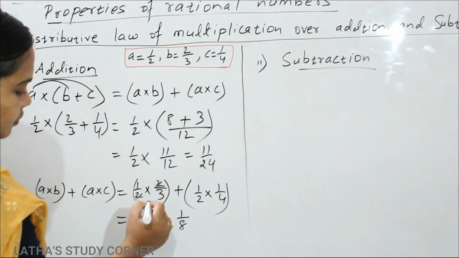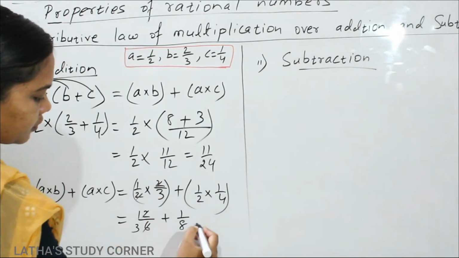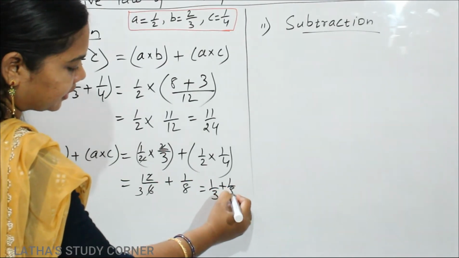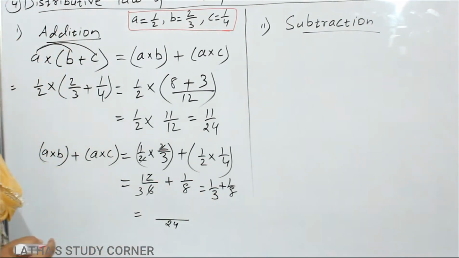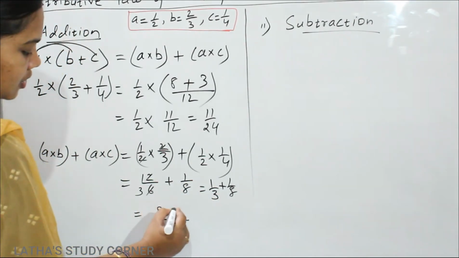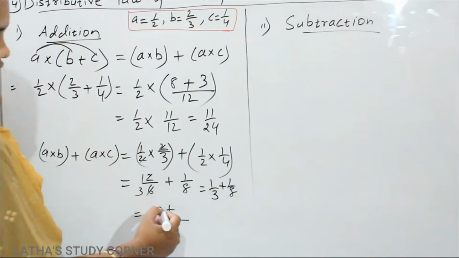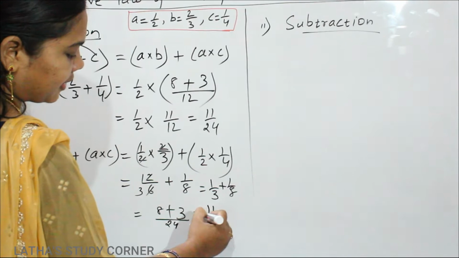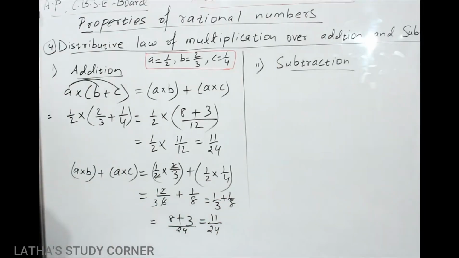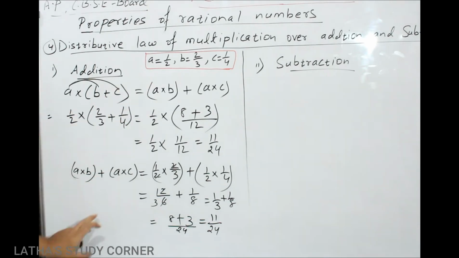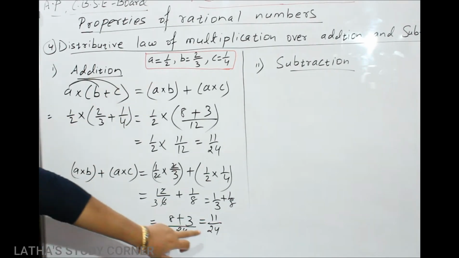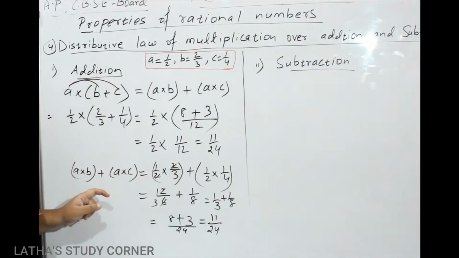So 1 by 3 plus 1 by 8. Take the LCM of 8 and 3, 24. 24 by 3, 8. 8 into 1, 8, plus 24 by 8, 3. 3 into 1, 3. How much? 11 by 24. Now you can see, children, LHS is A into (B plus C), the value we got is 11 by 24, whereas RHS value, A into B plus A into C, also we got 11 by 24. So this is the distributive law of multiplication over addition.